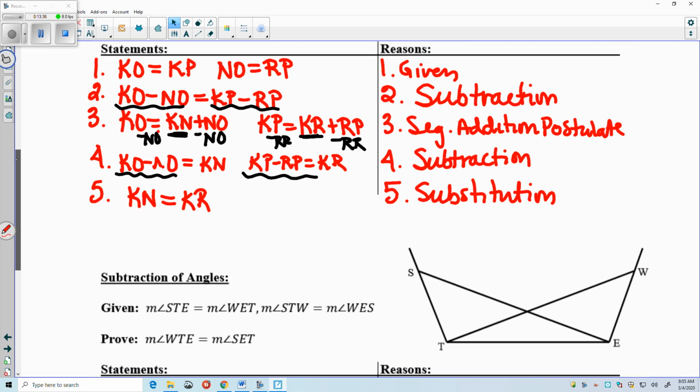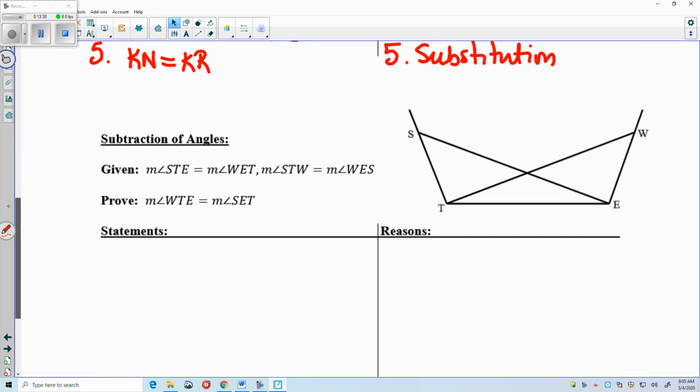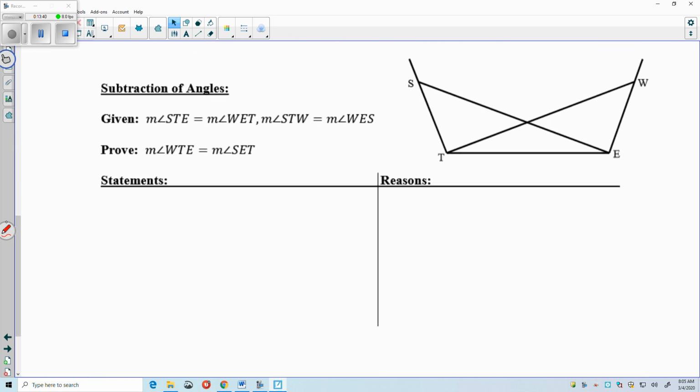Okay, we have to combine them, we have to do probably a segment addition. Okay, in this case, we'll do an angle addition. We're going to take a look at this one, and I'm going to give you an idea, because sometimes doing proofs with angles gets a little difficult when we have all of these letters, and sometimes it's hard to find the parts. When you're dealing with the full angle, in this case, angle STE and angle WET, I'm going to suggest you leave it as such. STE is equal to WET.